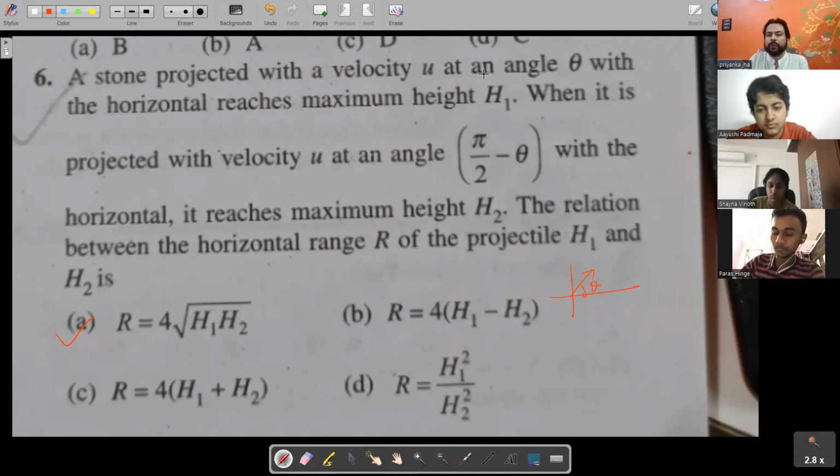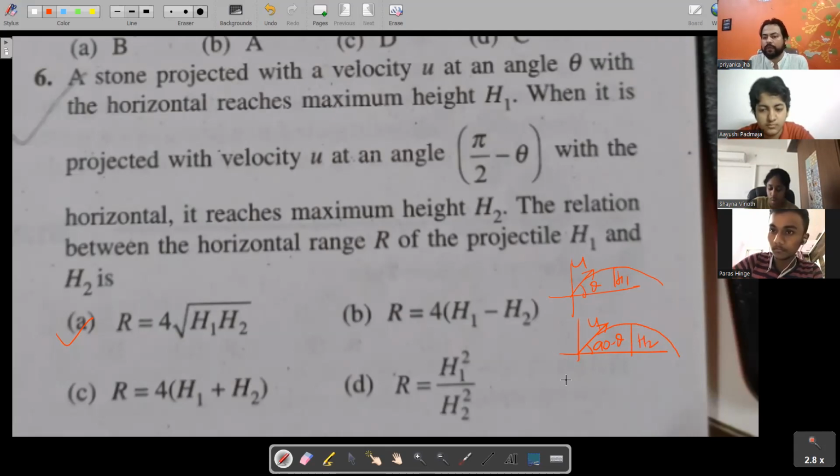See, first thing you know: suppose you are throwing some object at a certain angle theta. A stone is projected with velocity u at an angle theta with the horizontal and reaches maximum height h1. In the second case, it is projected at 90 minus theta, the complementary angle. So in both cases, the range will be the same, right? At complementary angles, I told you, the range will be the same, again with the same initial velocity u. In this case, it reaches some other maximum height h2.